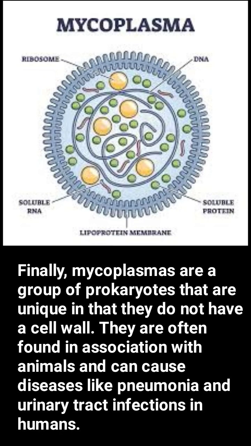Finally, mycoplasmas are a group of prokaryotes that are unique in that they do not have a cell wall. They are often found in association with animals and can cause diseases like pneumonia and urinary tract infections in humans.